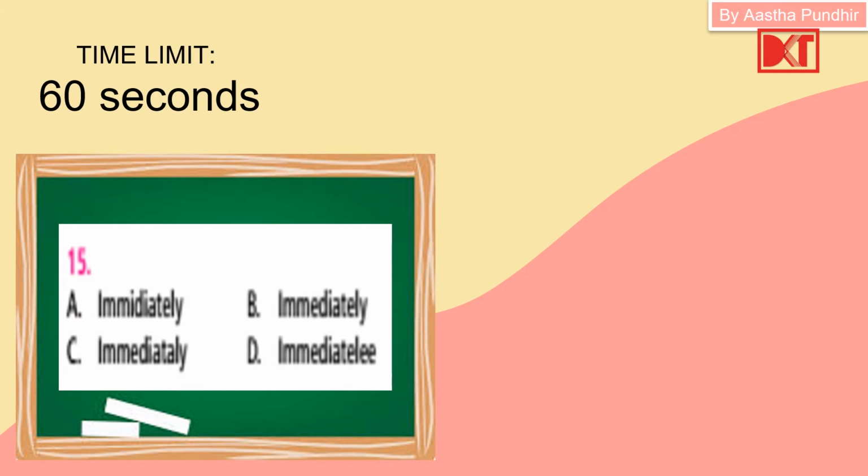Okay, here the word is immediately, and the correct spelling is B. Immediately. It's an adverb which means doing something right now. Like when we say do this immediately, we're talking about doing it right then, at the very moment.